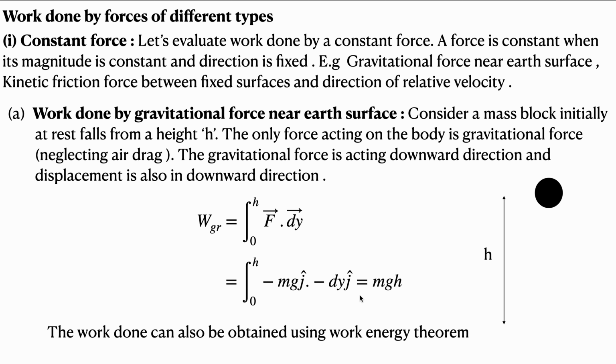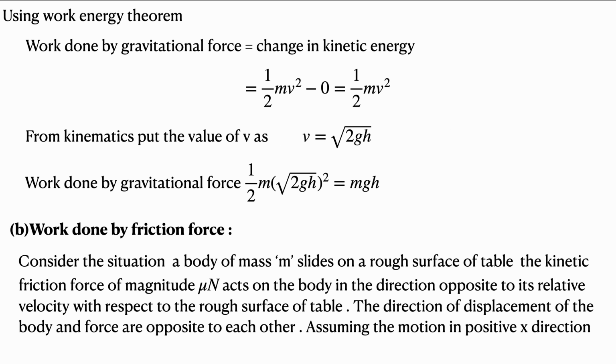So we get the work done as mgh. The work done can also be obtained by using the work energy theorem. Using the work energy theorem, the work done by gravitational force will be equal to the change in kinetic energy. The kinetic energy change is equal to half mv square minus 0, which equals half mv square.